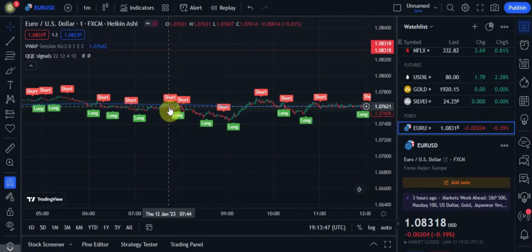So this is a very powerful indicator with positive test results, and so hopefully you can get some profitable trades from it.